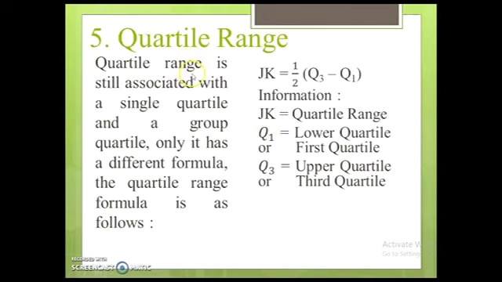Quartile range. Quartile range is the range between a single quartile and a group quartile on each side. Definition formula. The quartile range formula is as follows: JK equals 1/2 (K3 minus K1). Information: JK is quartile range, K1 is lower quartile or first quartile, K3 is upper quartile or third quartile.